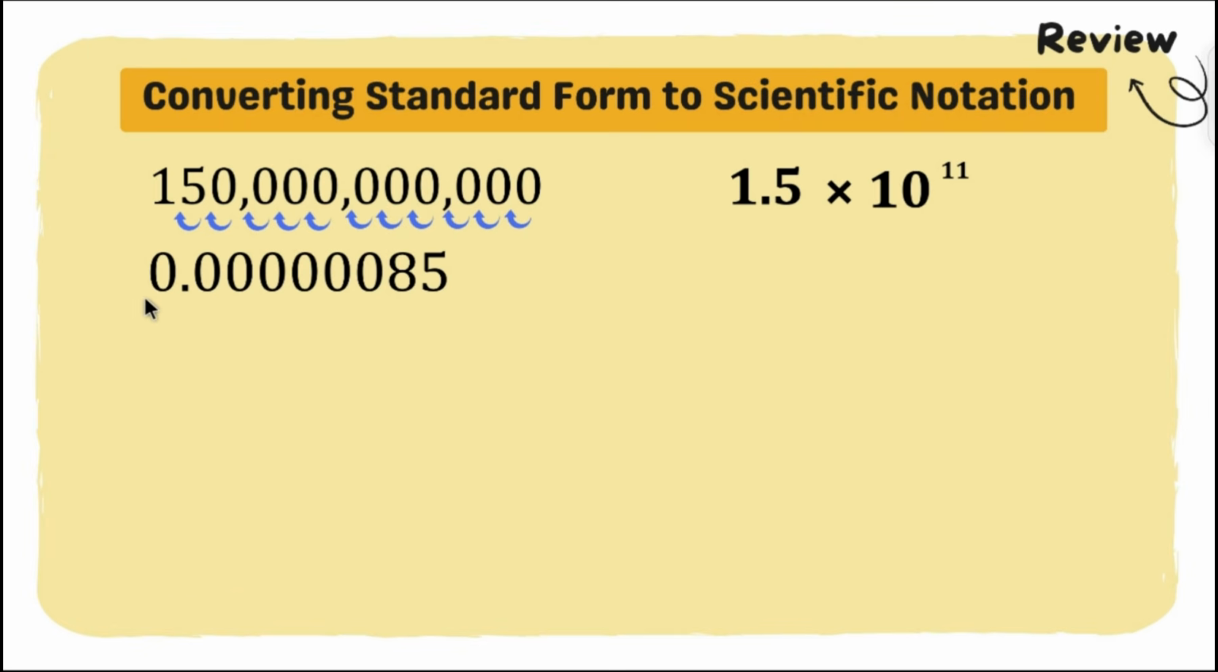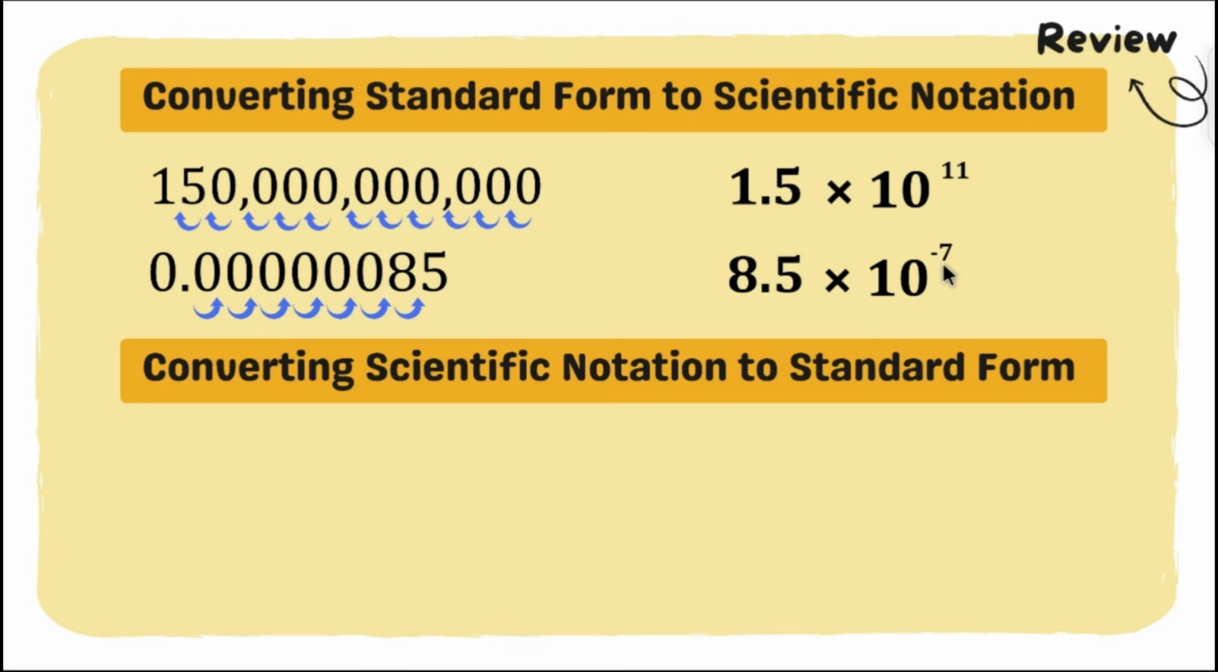If it is a very small number like this, 0.000000085, we will just move the decimal point to the right para maging 8.5 times 10. Ang ating exponent, it's now negative. Okay? And for the conversion of scientific notation to standard form, it's the opposite. And then, i-reverse lang po natin yung process.